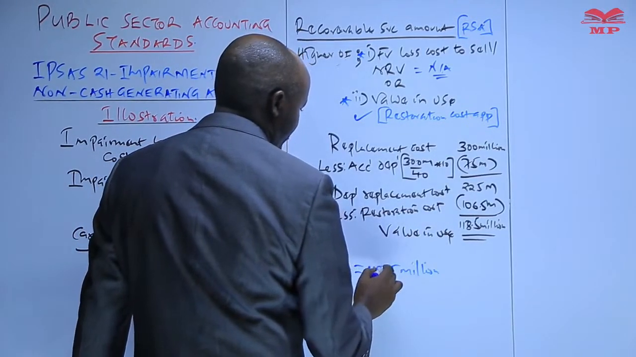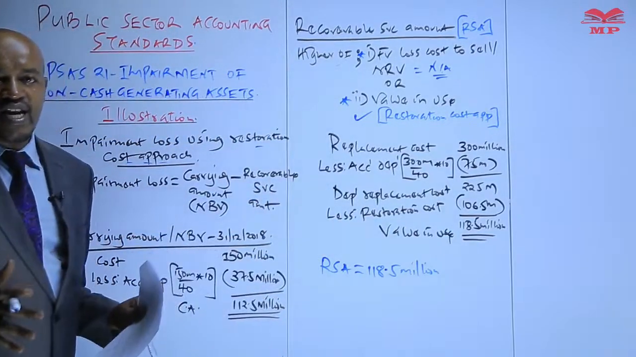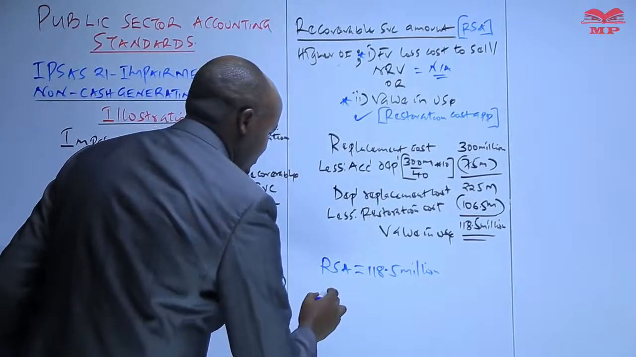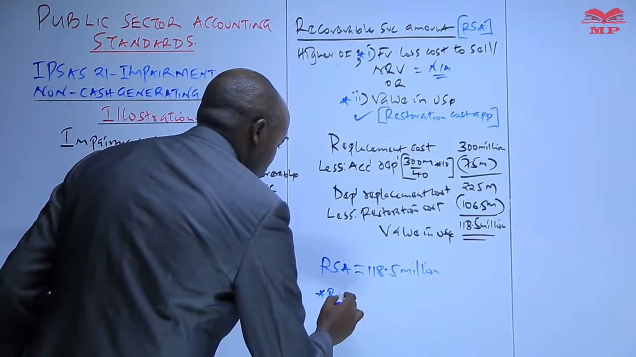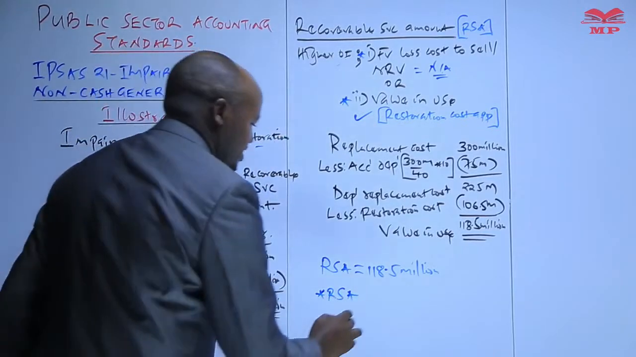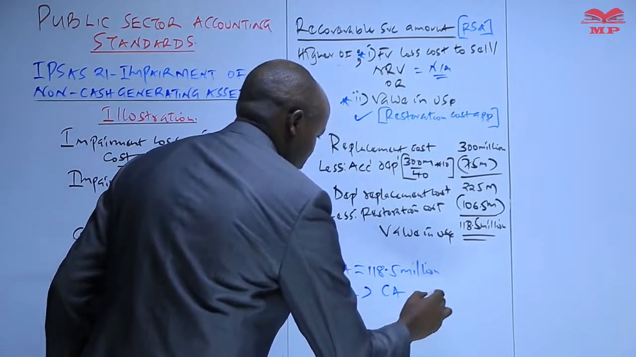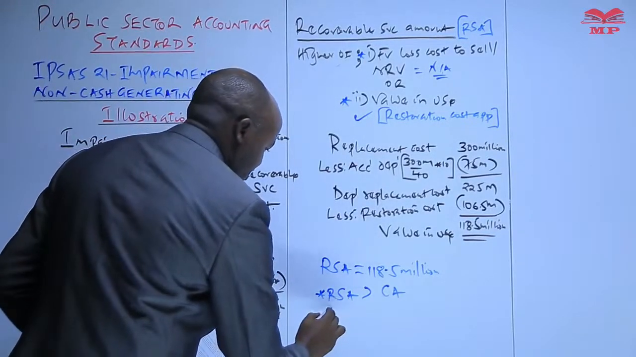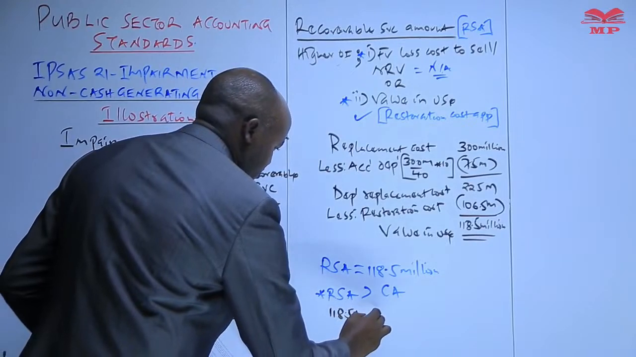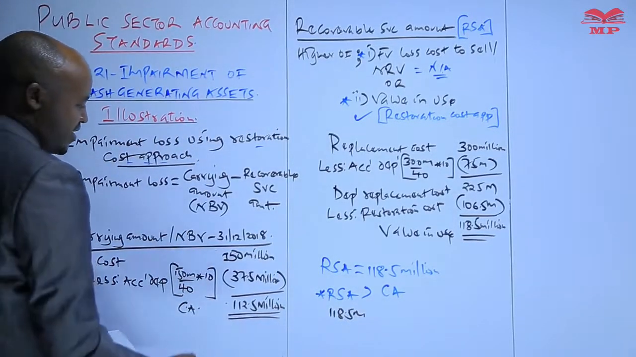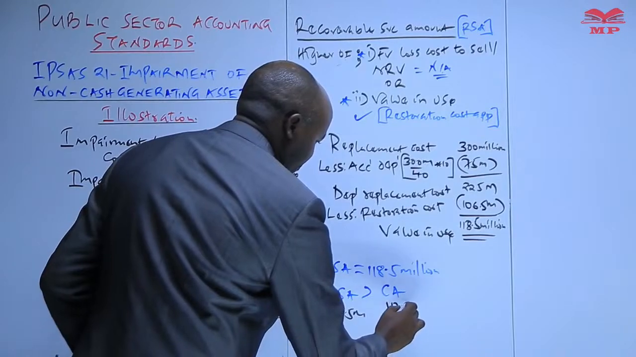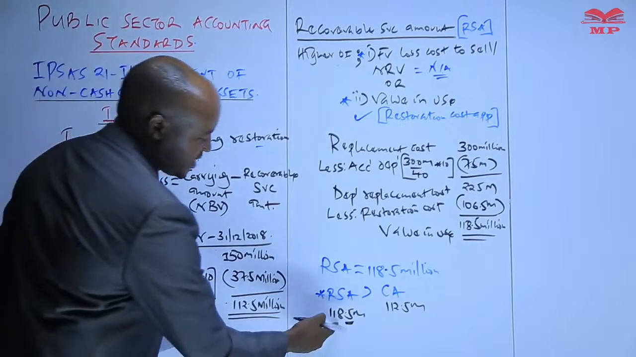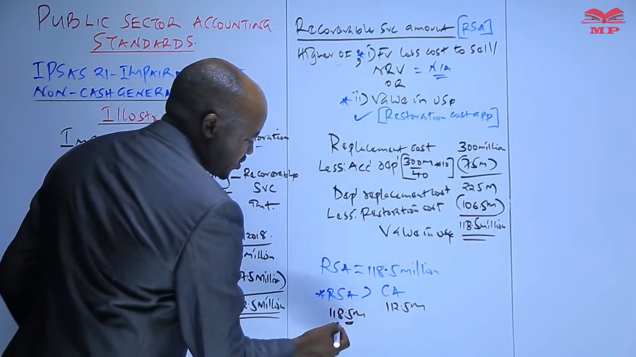So having that value, what we need to do is to determine whether this asset is impaired or not. Remember we said that an asset is said to be impaired whereby the recoverable service amount of such an asset is less than the carrying amount. So in our case, we already have these two values. We have the recoverable service amount, which is 118.5 million. What about the carrying amount? The carrying amount is what we have here, that is 112.5 million. So we need to check, is this recoverable service amount less than this? So obviously, this one is not less.